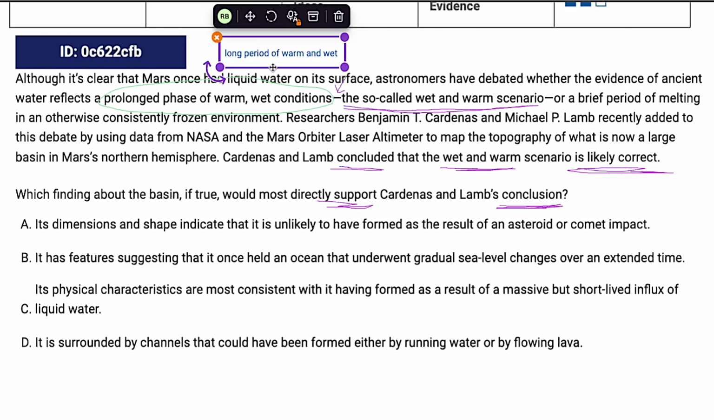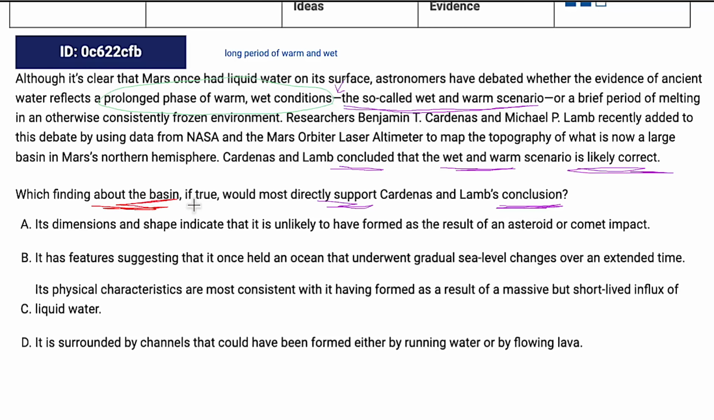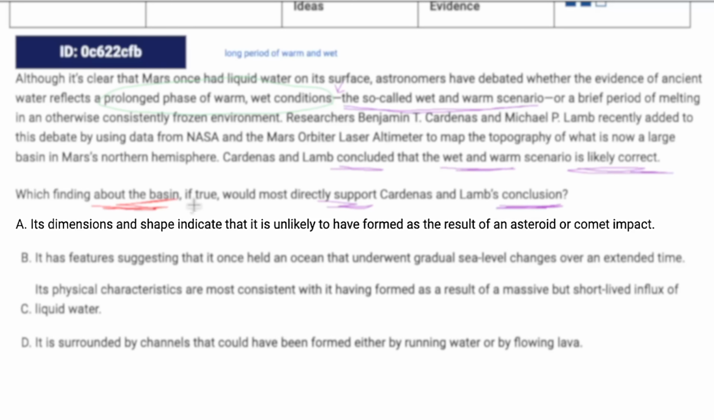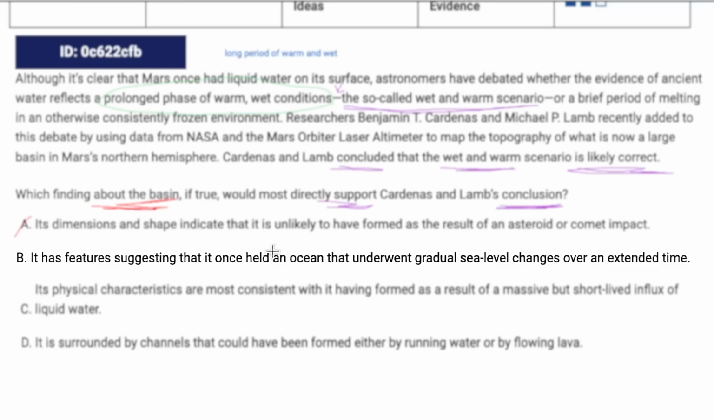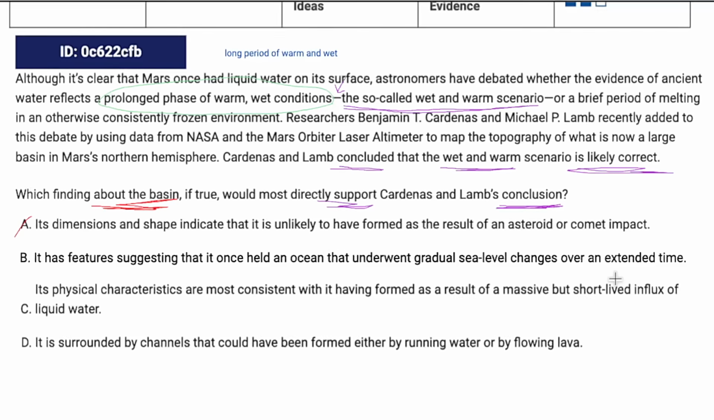All right, so we're looking for an answer that supports that. We're going to get rid of answers that do not support that. And it does say which finding about the basin, so all these answers will relate to some basin. A: its dimensions and shape indicate it is unlikely to have formed as the result of an asteroid or comet impact. That has nothing to do with warm or wet, so A is out. B: it has features suggesting that it once held an ocean that underwent gradual sea level changes over an extended time. Well, if there was a long period of warm and wet, I could see it would make sense that you would have this big body of water that was going through changes, kind of like our own. So that totally makes sense.